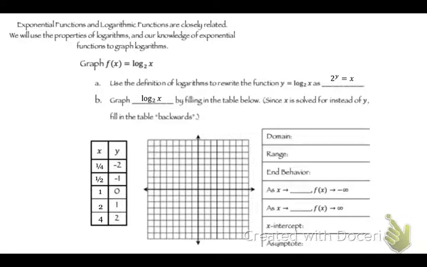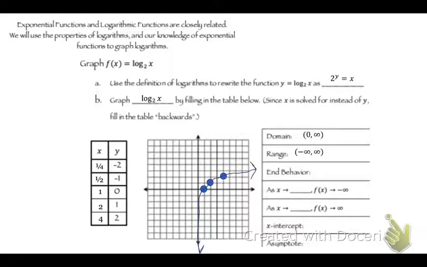So we can graph this if we go 1/4, negative 2. So I did my dots too big. But if we were to graph that point, it would be right there. And then 1/2, negative 1, and then 1, 0, and then 2, 1, and then 4, 2. So that's looking like that.